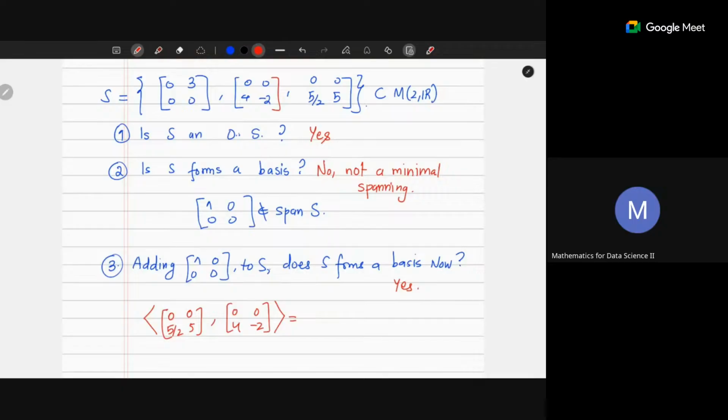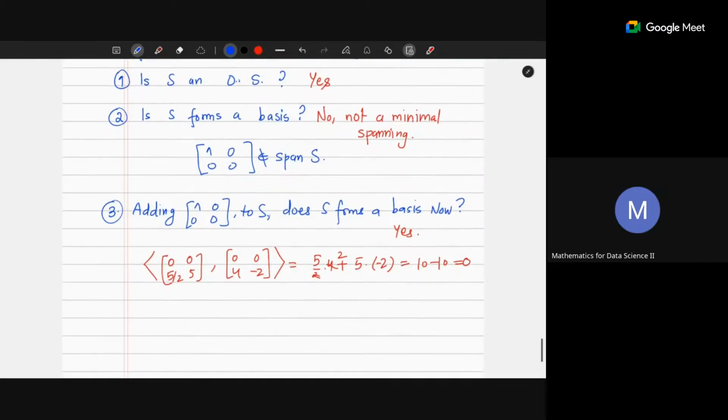Okay. So 5 times 2 times 4 plus 5 times minus 2, you cancel, 10 minus 10, 0, right? Oh, I see. I missed the point because you had defined the inner product. I missed the definition. Sorry. No, it's fine. So it is again going to be an orthogonal basis.